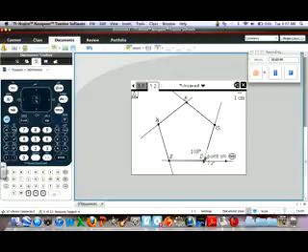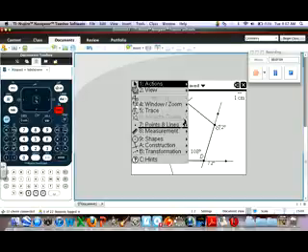this is always the hard part for me. I always end up screwing this up, trying to see where my exterior angles are. 72. I'm sorry, I should probably go this way. Let's hit escape and try that again. Menu, measurements.